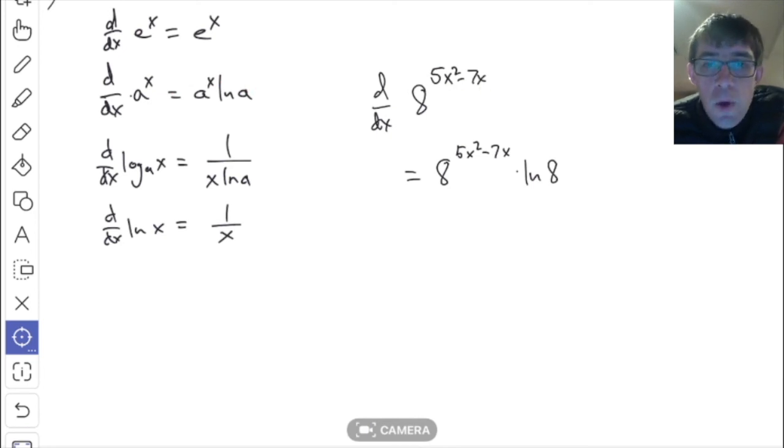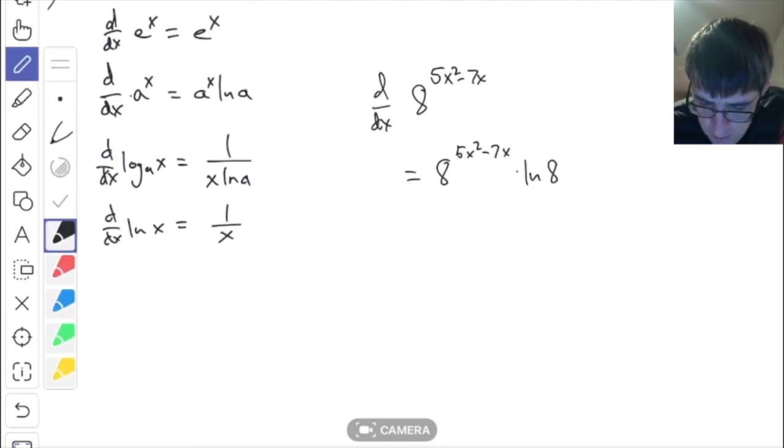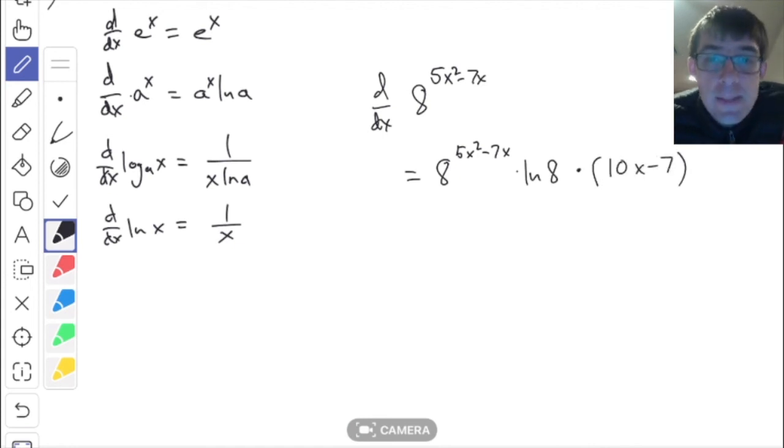All right, we're not done because we got to do the chain rule. As always, unless it's just x up there, if it's just x up there, you don't have to do any other chain rule stuff. But if there's anything else up inside the exponent, you have to do the chain rule. Multiply times the derivative of the inside of the exponent. In this case, it would be 10x minus 7. So, that's it for this answer. That is the derivative of that business.